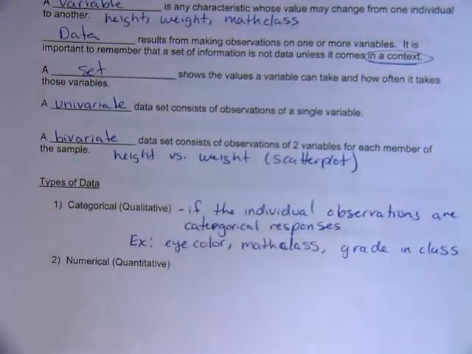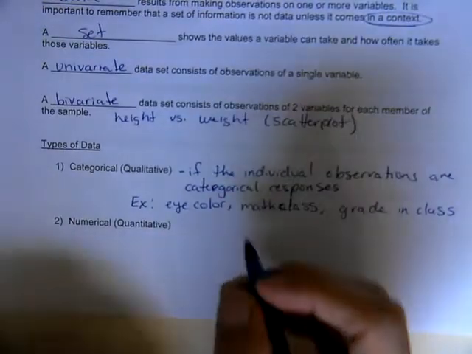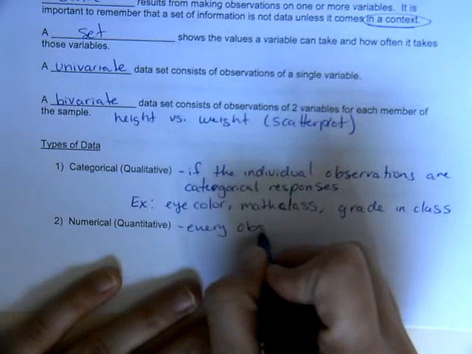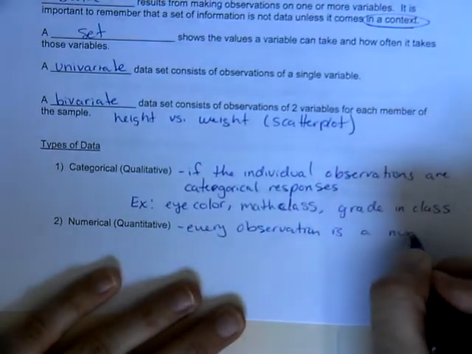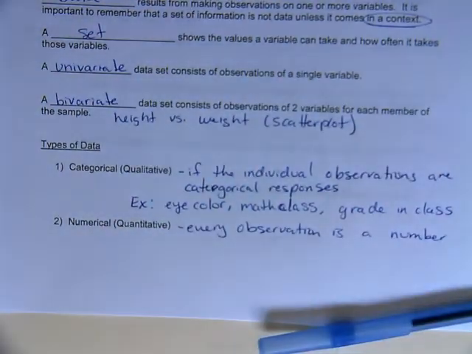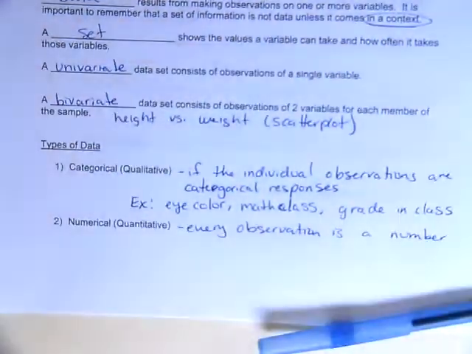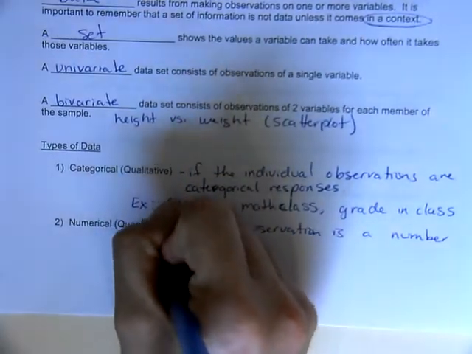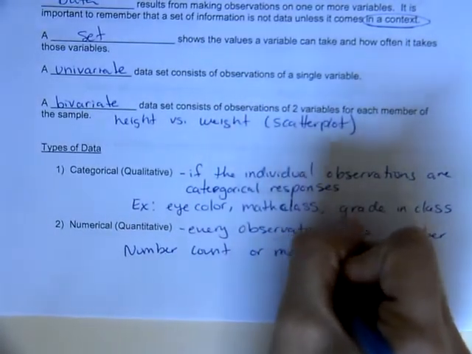There's one of the ones in the homework that is sort of tricky. It's like a number, but it's also a category. I won't give it away, though. Numerical is every observation is a number. Now, in this one, you'll see more numerical data, obviously. But there's actually two kinds of numerical data. So you can have a number count, or you can have a measurement.